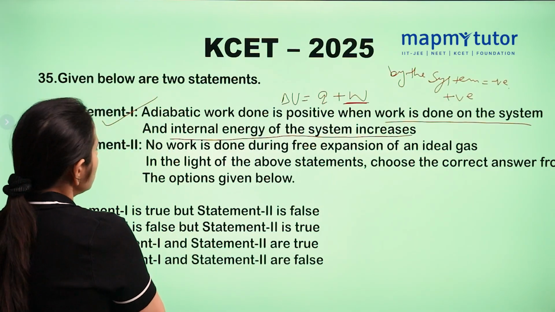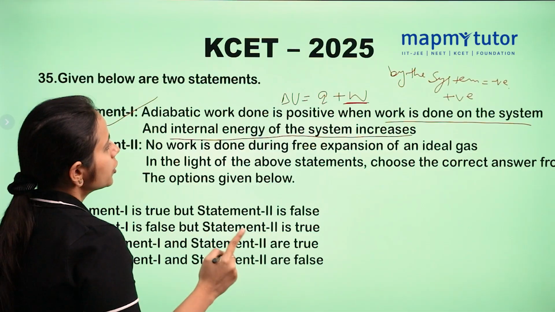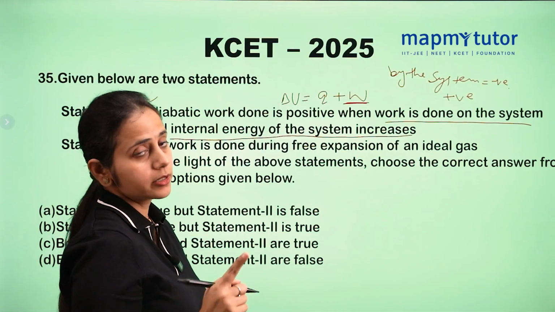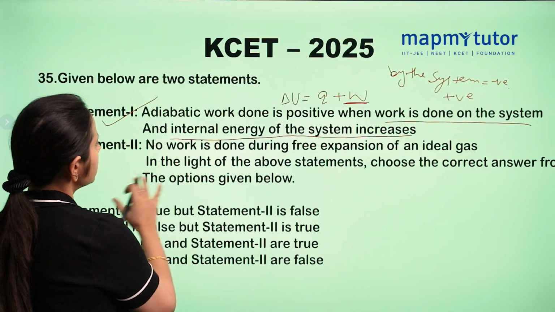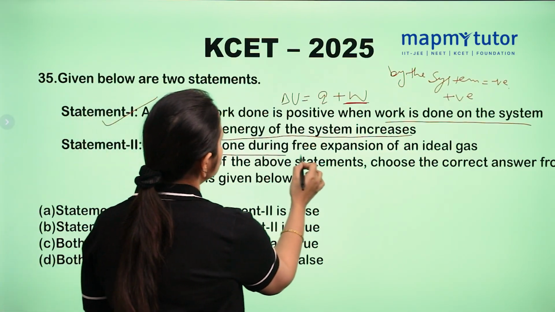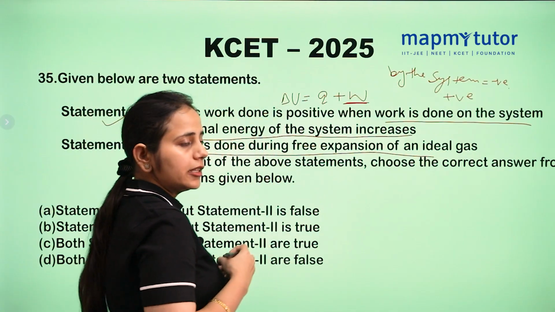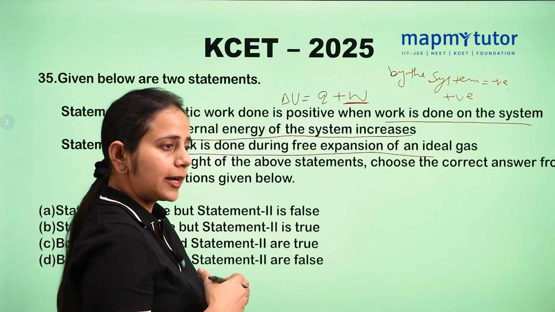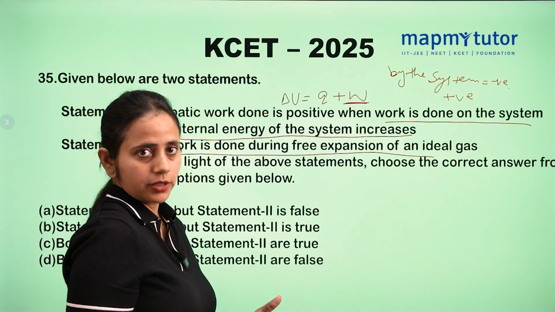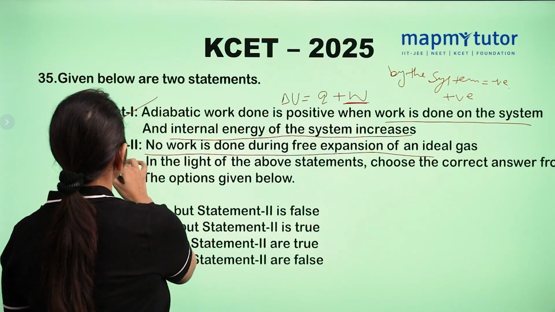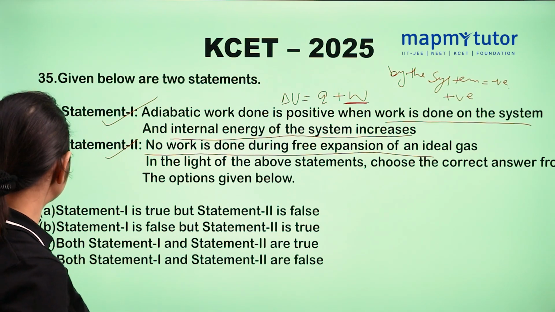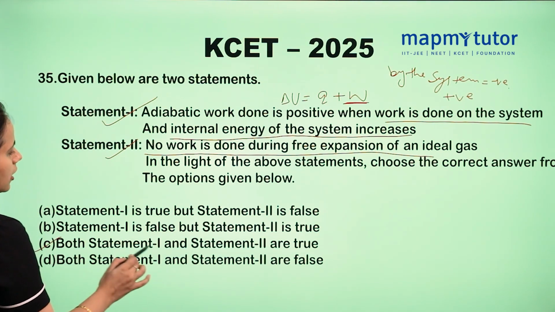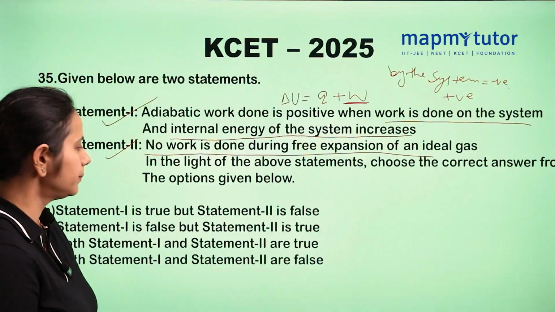See the next statement. No work is done during free expansion of an ideal gas. This is also very true. This is directly from the NCERT; these statements are directly given over there, that no work is done during free expansion. Whenever there is a free expansion of a gas, no work is done. So this is the right statement as well. So both the statements are true, and our answer is C. Both statements 1 and 2 are true.